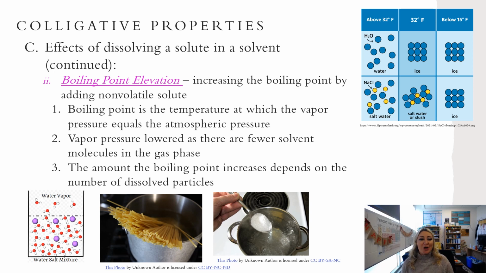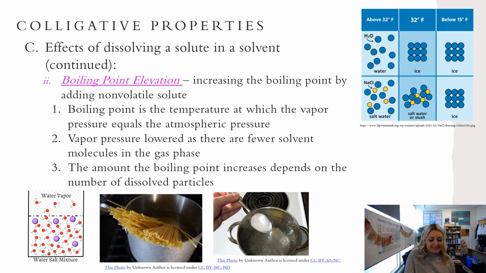Vapor pressure is lowered as there are fewer solvent molecules in the gas phase, and the amount of the boiling point increase, how high that boiling point is increased, is dependent upon the number of dissolved particles. It's a colligative property. It depends on the number of solute particles, not the identity. So think about this for a moment.